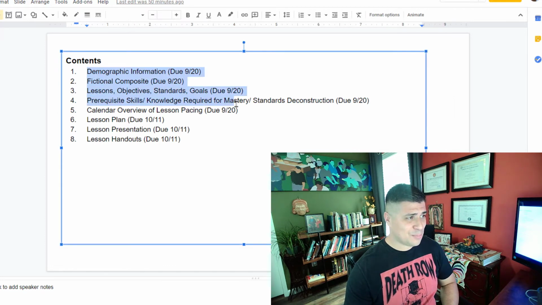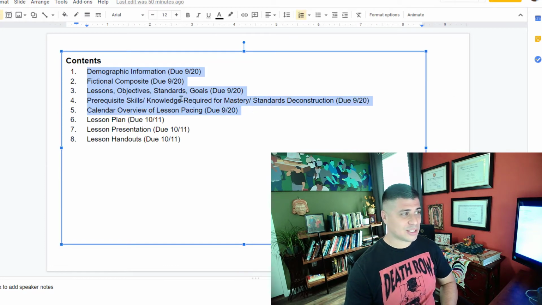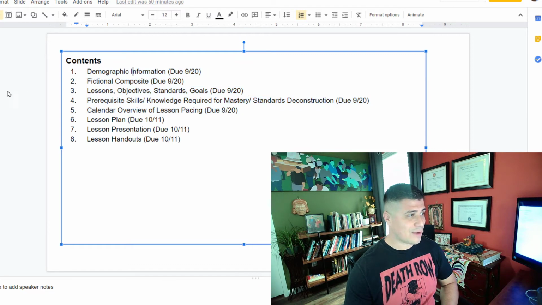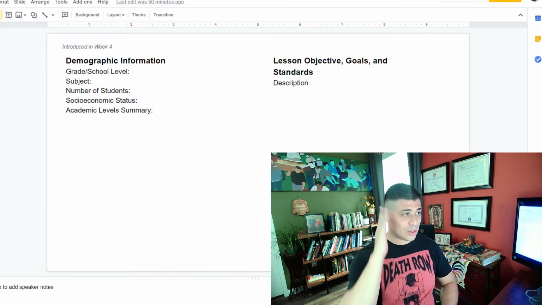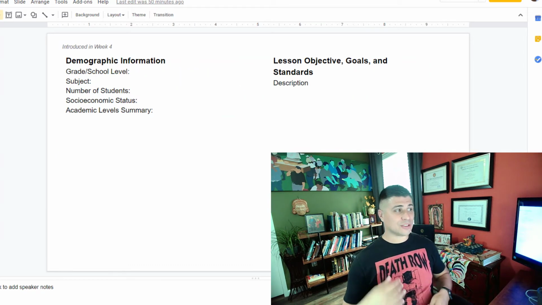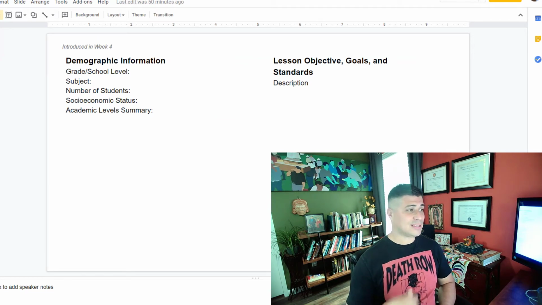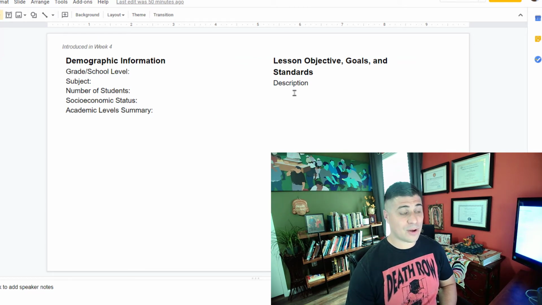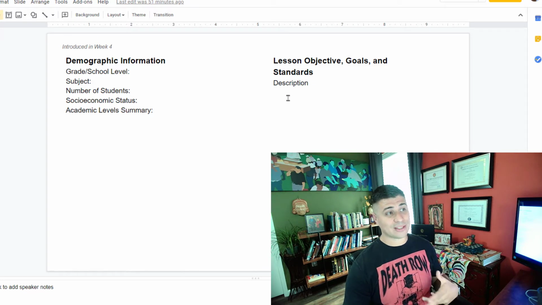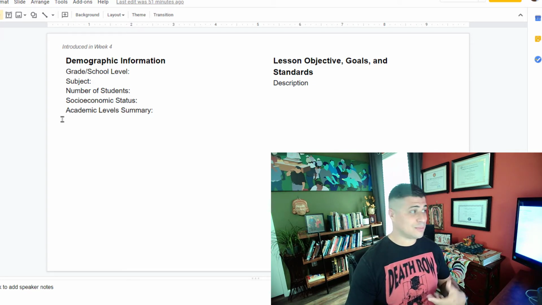It might seem heavier than it actually is, but the first thing you're going to do is the demographic information for your lesson: what school, the grade level of students, socioeconomic status. When you're done, you're going to be with the discussion. You're also going to be putting the standards, the goals, the objectives.